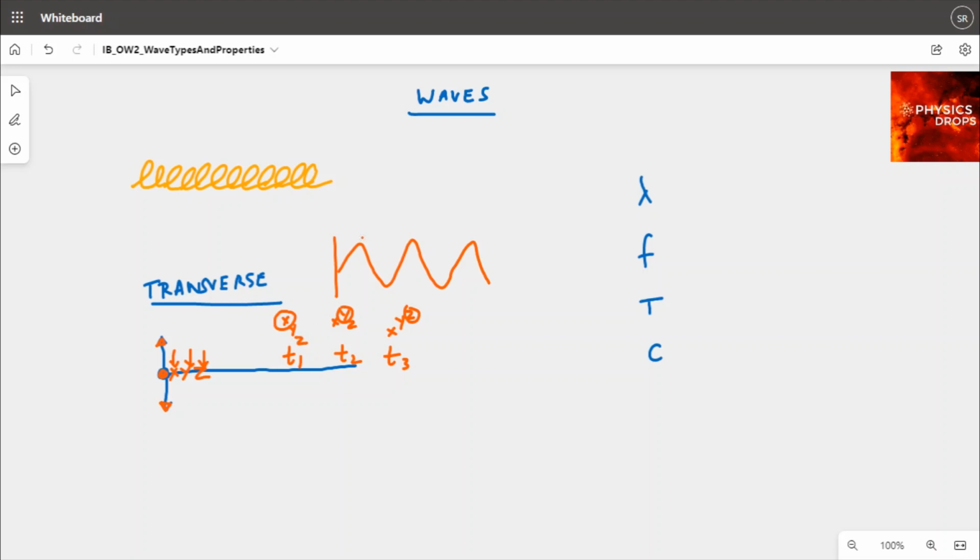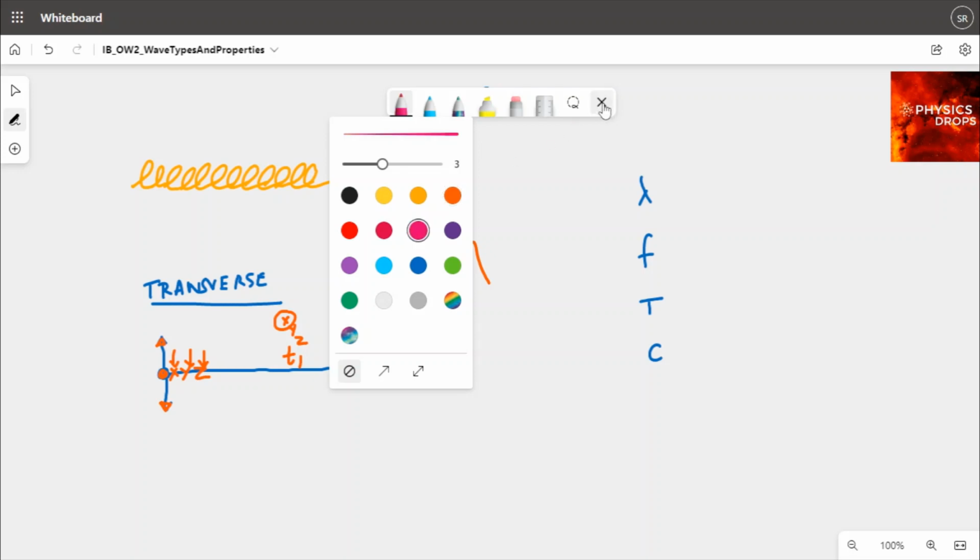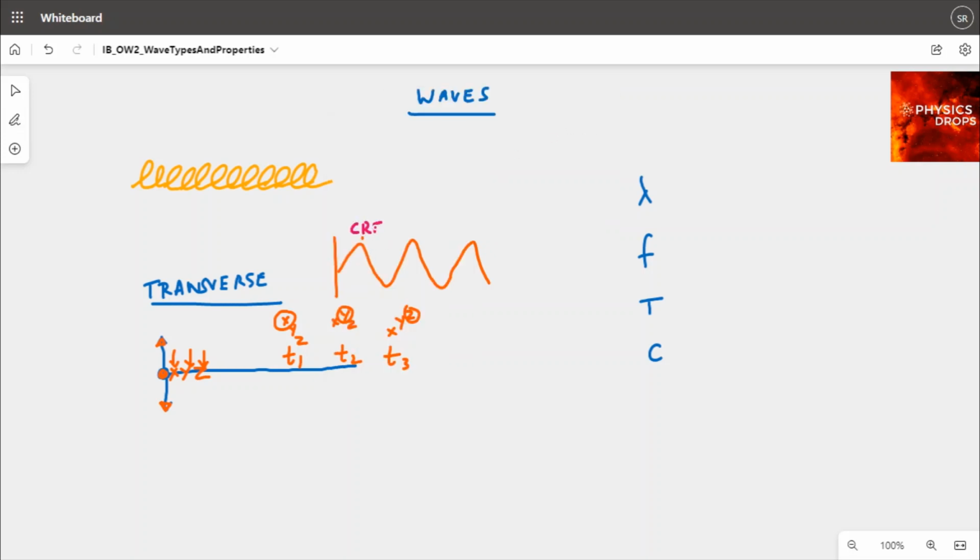And these peak points are called crests, a crest, and the low points are called troughs. So these are crests and these are troughs. This is about a transverse wave. There is another type of wave called a longitudinal wave.